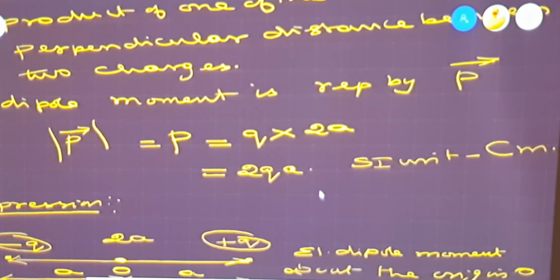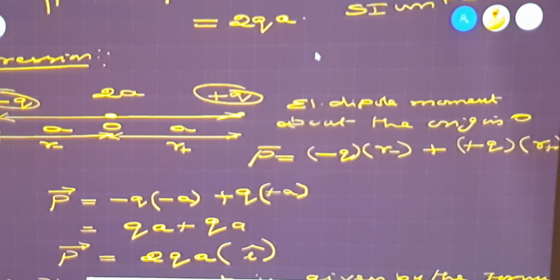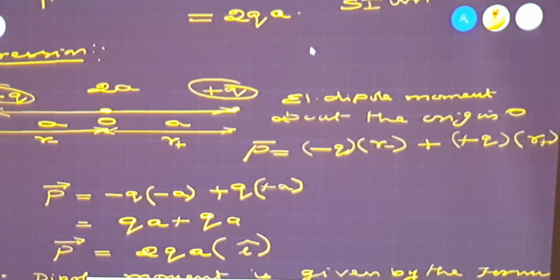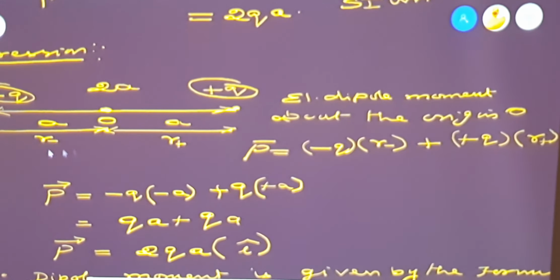We can obtain this expression by considering an electrical dipole diagram. See what I have taken in order to calculate that expression. I have taken minus Q and plus Q separated by a distance of 2A. Let O be the center point, or the origin. From the origin, minus Q is at a distance R minus, along the negative x-axis, so I can write it as minus A. And from the origin to plus Q, the distance is R plus, or plus A.